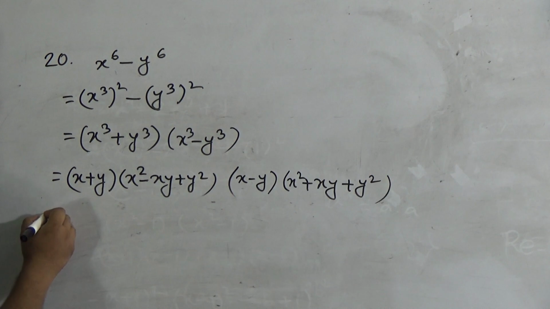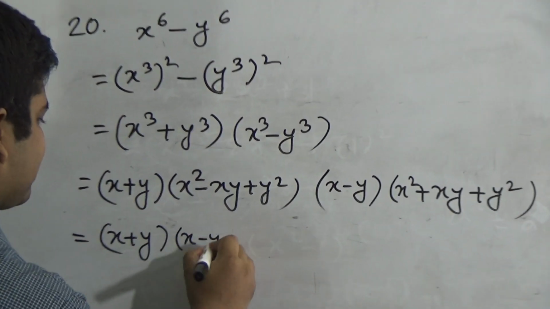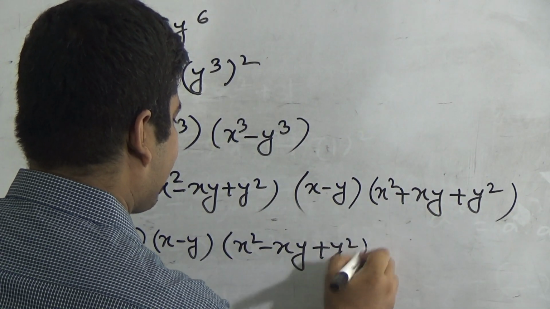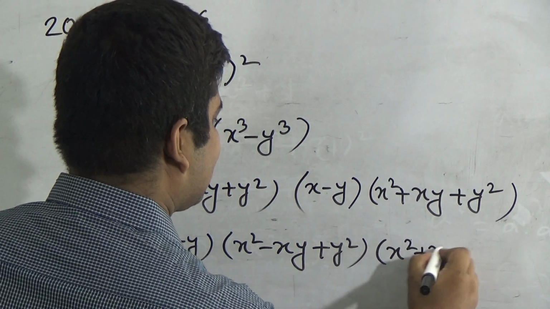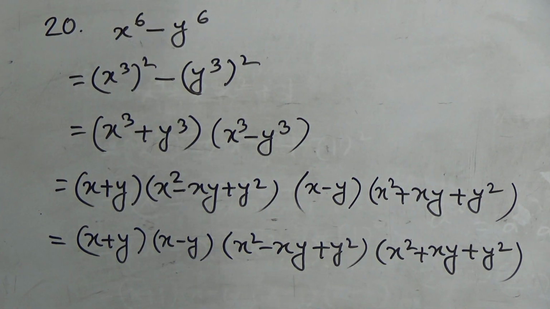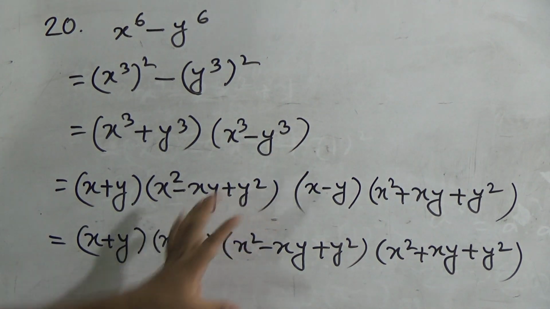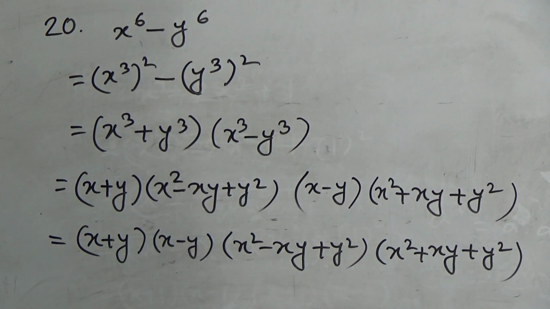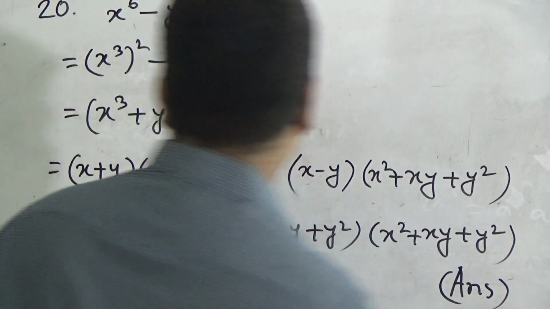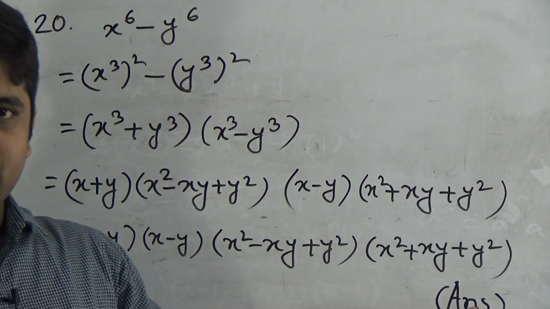Now we write this: x plus y into x minus y into x square minus xy plus y square and x square plus xy plus y square. My dear students, we write the expression just like this, we just arrange it. Nothing else, we just arrange here. Now these are the factors of the given expression. As our solution is done, we must write the answer.